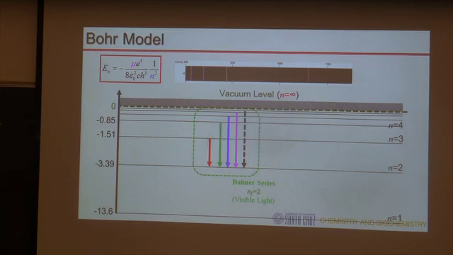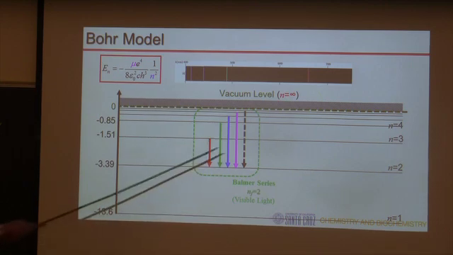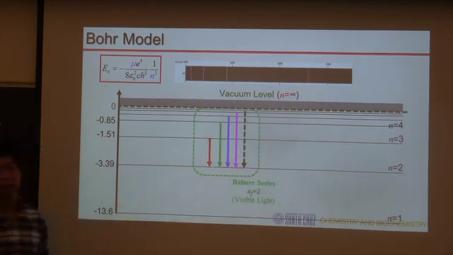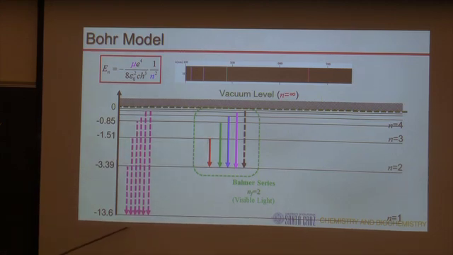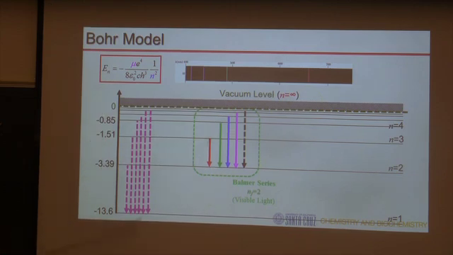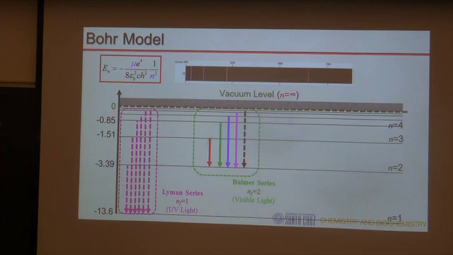So we have the final state n equals 2. We must also have final state n equals 1, final state n equals 3, n equals 4, and we have different names. For the first one, when all the transitions from other energy levels go to n equals 1, the ground level, we also give that group of transitions a name. That is called, have you read the book? The Lyman series. N final equals 1.